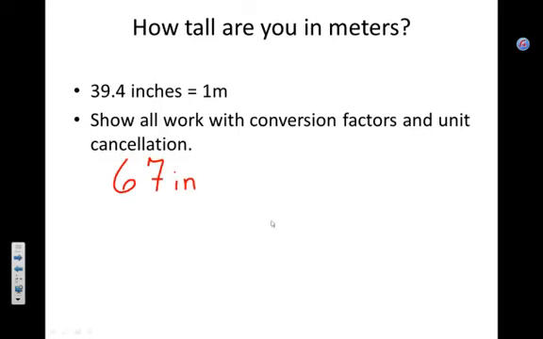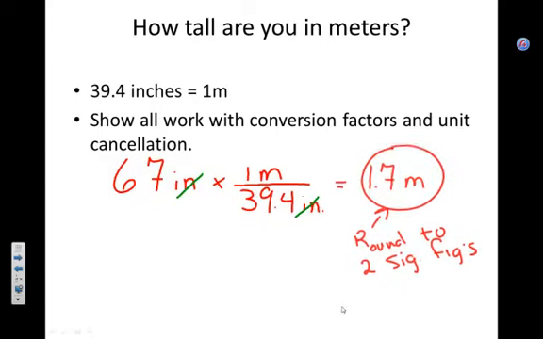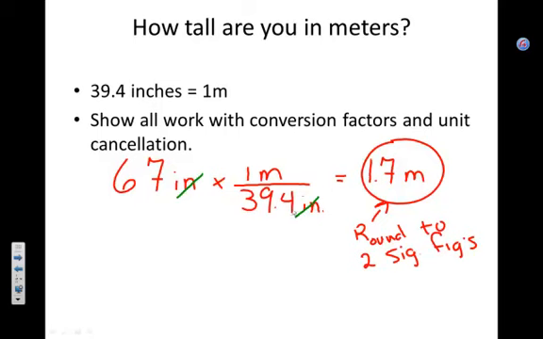I happen to be about 67 inches tall. And so when I multiply by a conversion factor, I'm going to want inches on bottom and meters on top. That allows me to factor out the inches. Inches divided by inches factors out, and I am left with meters. So 67 divided by 39.4 is 1.7. And we're going to round to 2 sig figs because 67 inches has 2 significant figures.